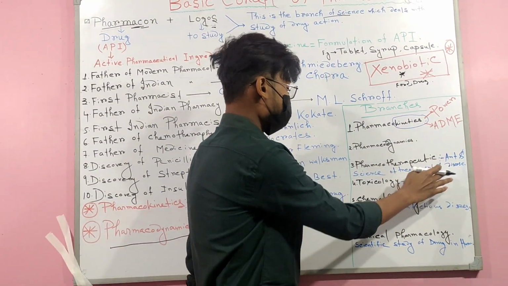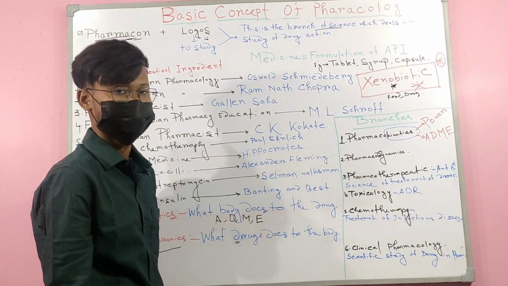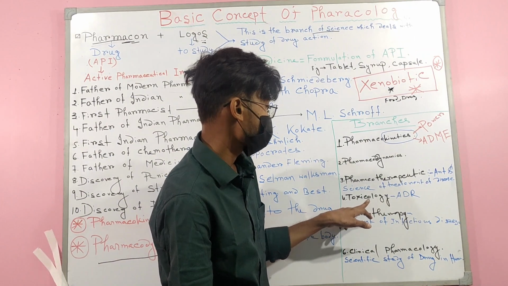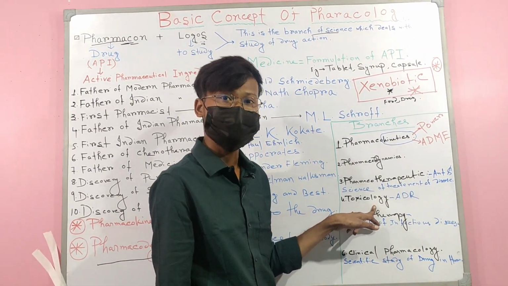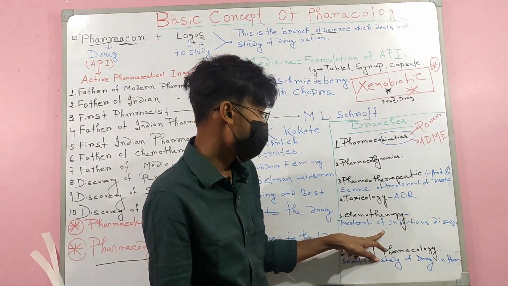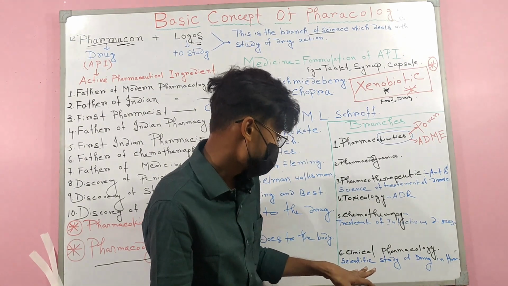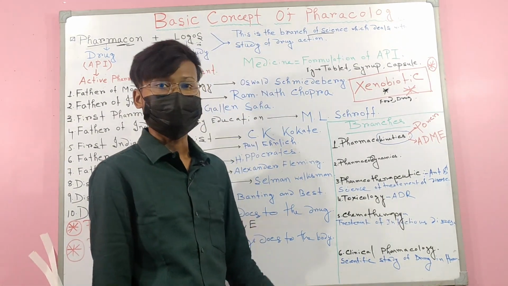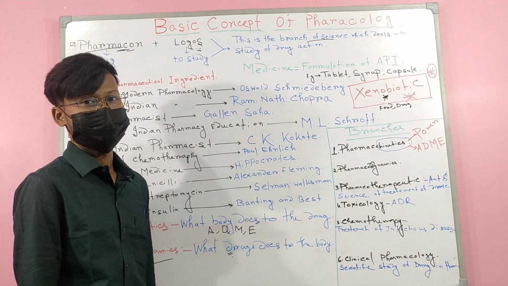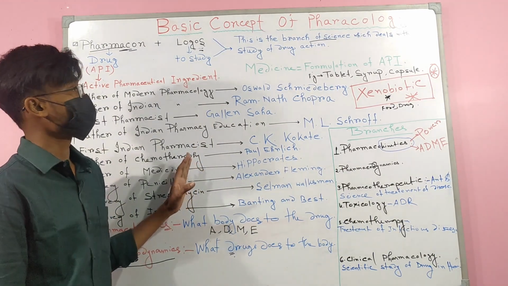It is the art and science of treatment of disease. It's called pharmacotherapeutics. And what is toxicology? The science of the study of ADR or toxicity of any drug. Chemotherapy, treatment of infectious disease. And clinical pharmacology is the scientific study of drugs in the human body. This is the basic concept of pharmacology.